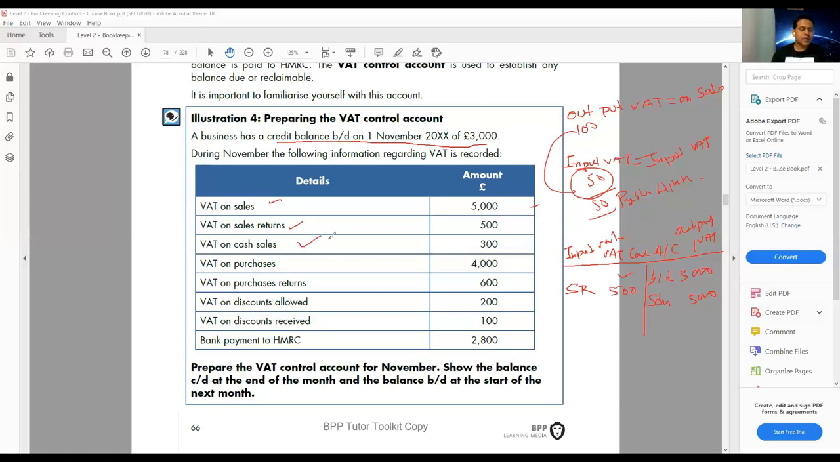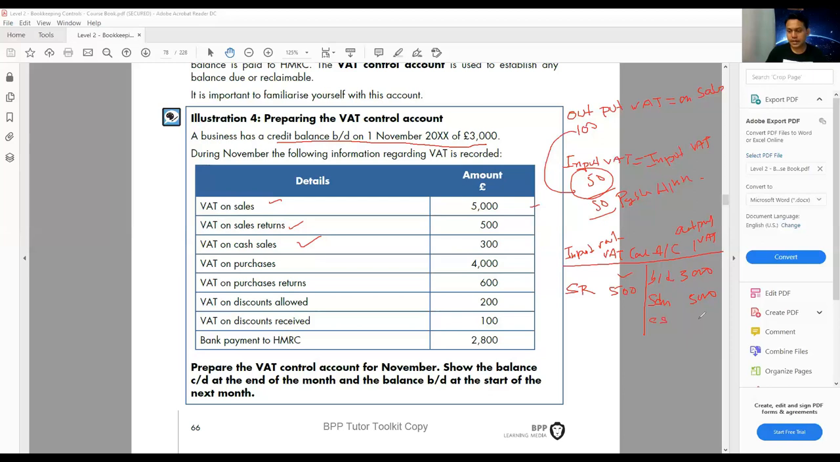The next one we have is VAT on cash sale. So you make some cash sales and you collect the VAT. What happens? Will your VAT be increased or decreased? Your VAT will be increased. HMRC will tell us, it doesn't matter if it is a cash sale or credit sale. As long as you make a sale and you collect the VAT, give me the VAT. So that will increase the liability. So 300.